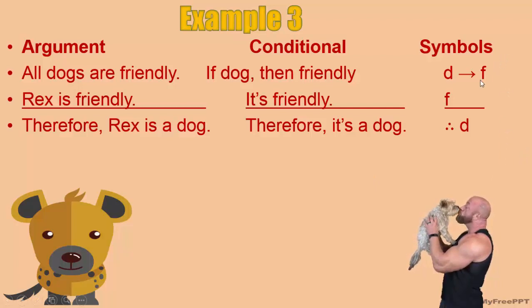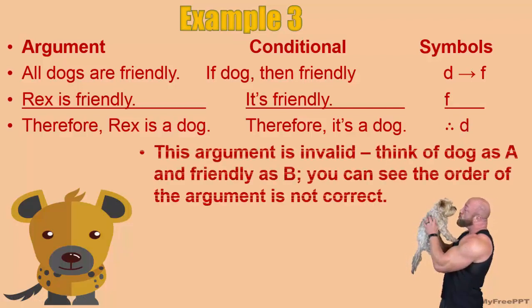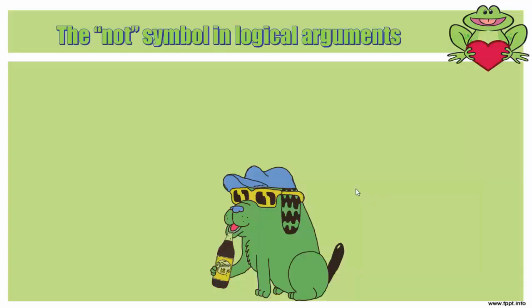So let's look at the pattern, D to F, but this goes F to D. This is the wrong order. For it to be the right order, it would have to be D to F, but this is the wrong order. Therefore, it is invalid. So we see that it's invalid because we have, as mentioned, the wrong order.